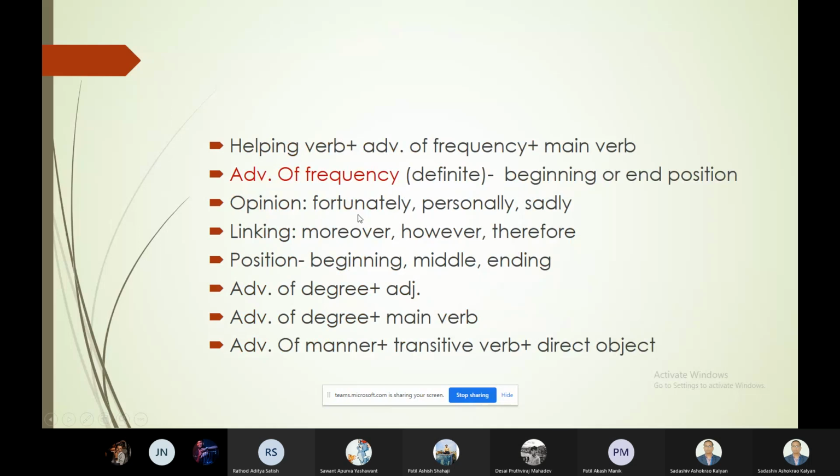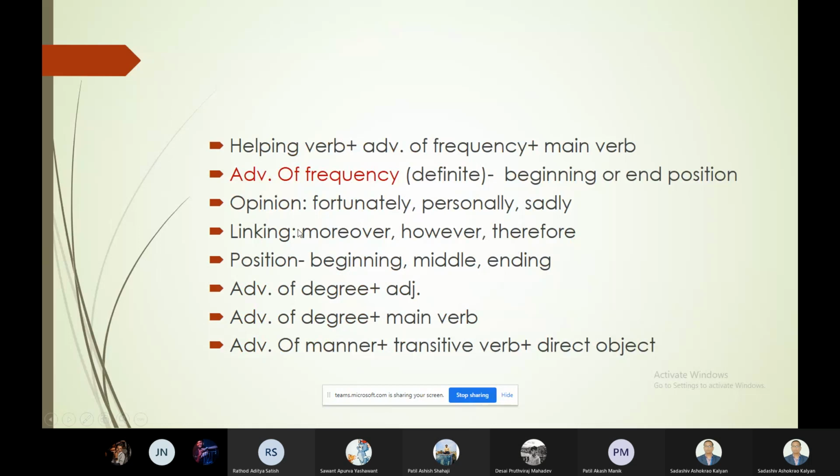Whenever we study, especially the structural part of adverbs, we find that when we are using helping verbs, we can use this formula: helping verb plus adverb of frequency plus main verb. Okay, so the adverb of frequency, when it is in a definite format, can come at the beginning position or at the ending position also.